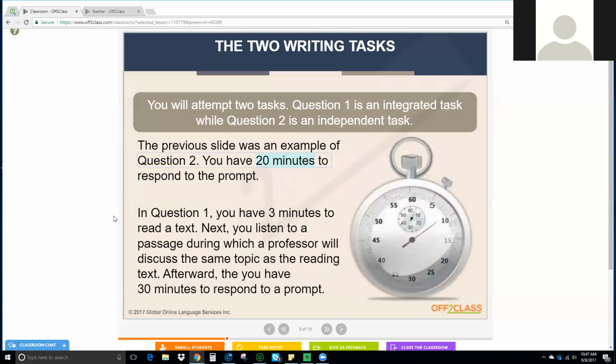Okay, question number 1, the integrated task, is the one where you are going to listen to a passage or read a text, and you only have 3 minutes to read the text.